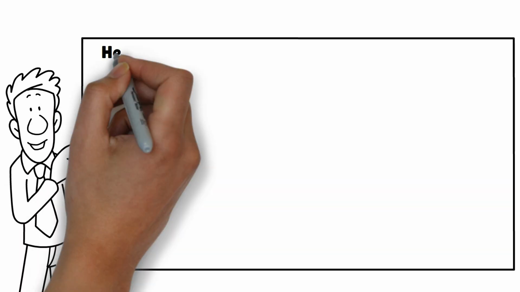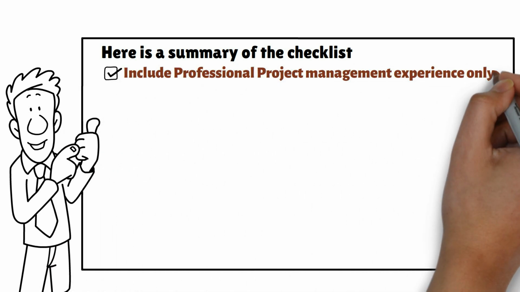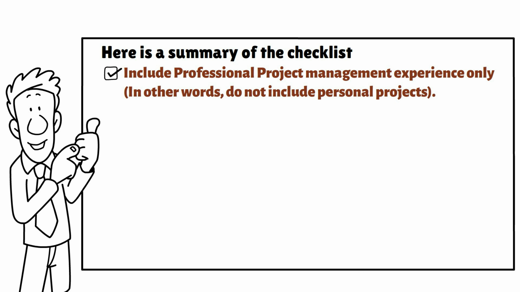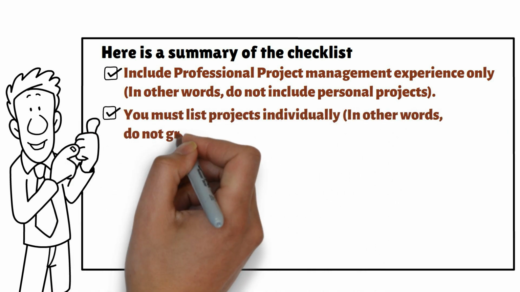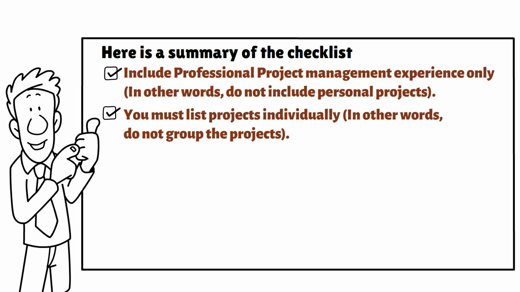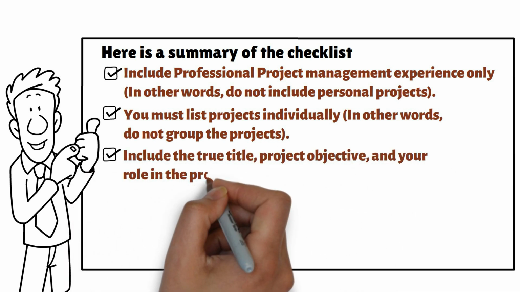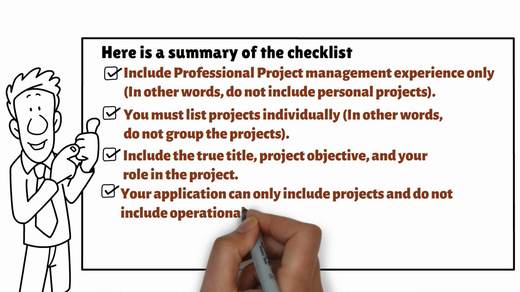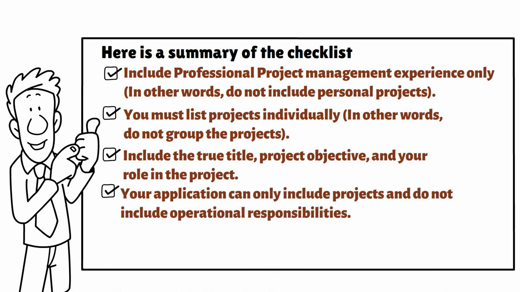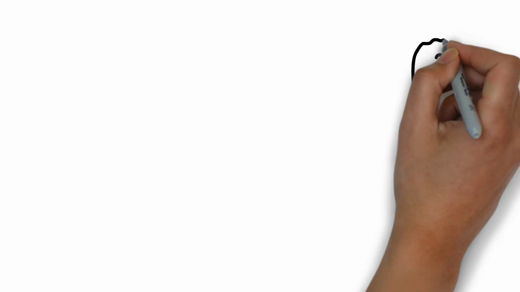In a nutshell, here is a summary of the checklist and a recap of what we covered. Include professional project management experience only. In other words, do not include personal projects. You must list projects individually. In other words, do not group the projects. Include the true title, project objective, and your role in the project. Your application can only include projects and do not include operational responsibilities. You must be able to verify the project if audited. There you have it.